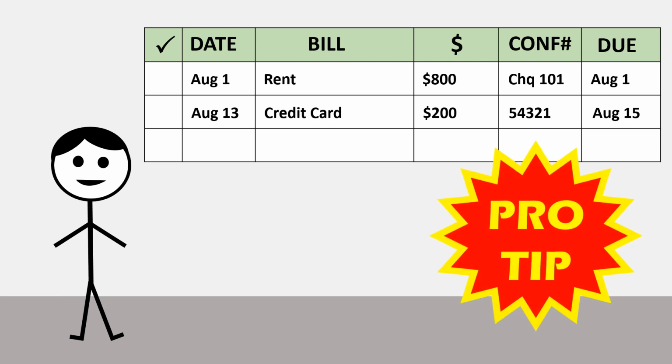Here is a pro tip. Use your notebook to also record each paycheck that you receive. If your pay is direct deposited into your account, get in the habit of double-checking the amount that was deposited and make sure it matches what it says on your pay stub.